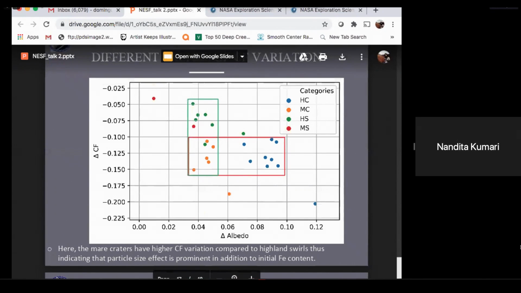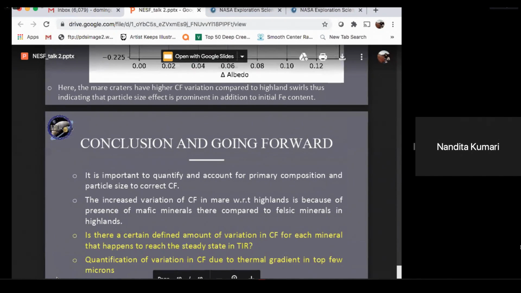Combining both of them, looking at the Highland craters, Mare craters, Highland soils and Mare soils, we see that for the craters, in both Highland and Mare, for the same CF change you see a different amount of albedo change. And when you look at the soil and crater comparison, for the same amount of albedo change, you see the CF of craters has changed more than the CF of soil.